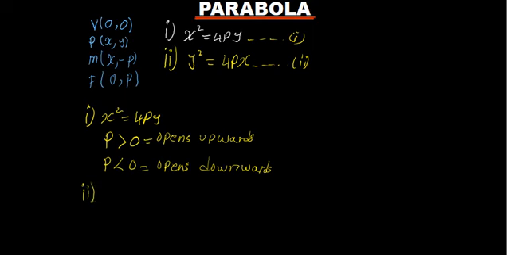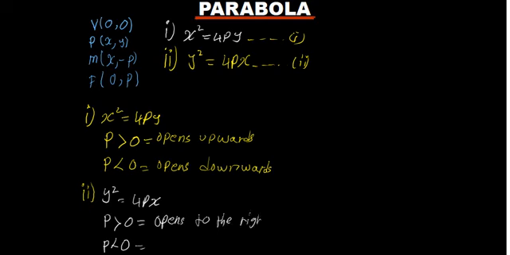Looking at the second equation, y squared equals 4px, even here, when our p is greater than 0, what do we have? When our p is less than 0, what do we have? When our p is greater than 0, it opens to the right, meaning it's more like this, starting from the origin. Then when our p is less than 0, meaning it's negative, it opens to the left.